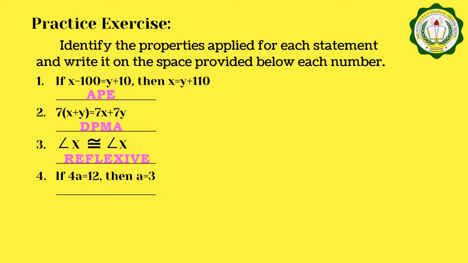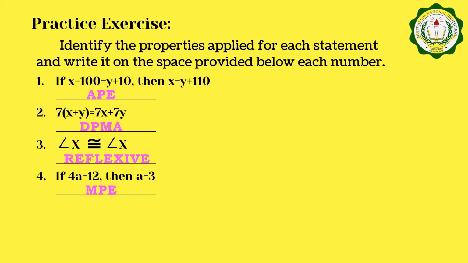Let's have number 4. If 4a equals 12, then a is equal to 3. How did we arrive to this a is equal to 3? That is by multiplying 1/3 to both sides of the equation. Therefore, we use the multiplication property of equality.